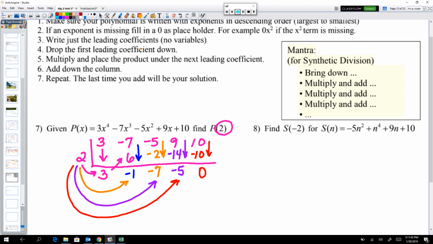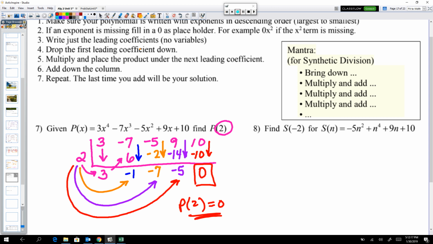Now, circle the last solution here. That's the solution to the whole problem. P of 2 equals 0. So that was put all your constants up top, drop your first coefficient down, then go through and say multiply up, add down, multiply up, add down, multiply up, add down.